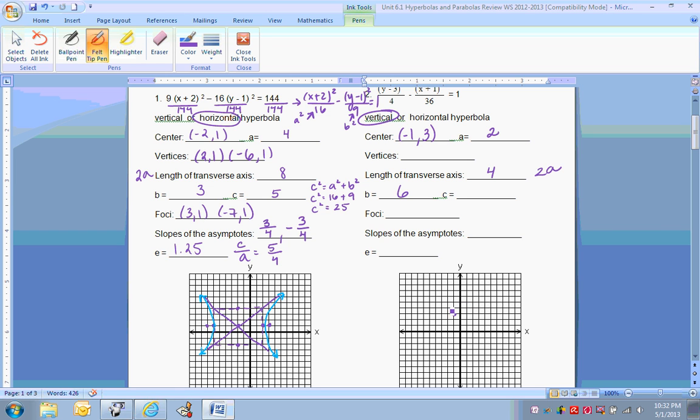And then I know that it's vertical, so I'm going to plot my vertices above and below my center. I'm going to go up 2 and down 2, because that's my a value. And a represents the distance from my center to my vertices. My b value represents the distance from my center to my covertices. So I'm going to go right 6 and left 6. And I can go ahead and draw my rectangle that connects my vertices and my covertices now.